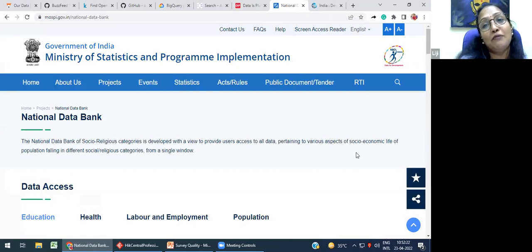I have deliberately taken this up for my colleagues who are working on government data, statistical data, other than the normal NSS data and the census of India.gov.